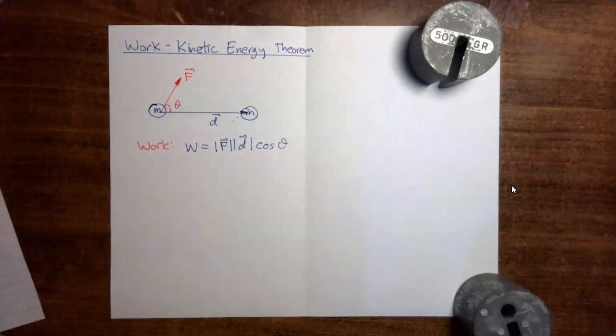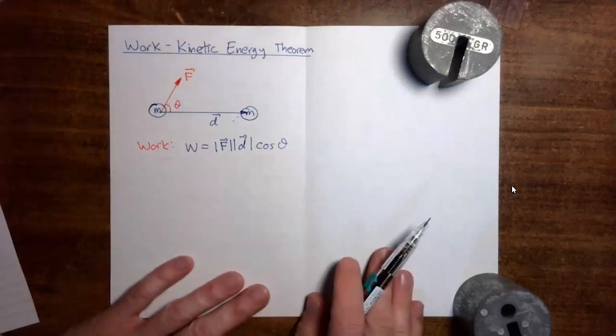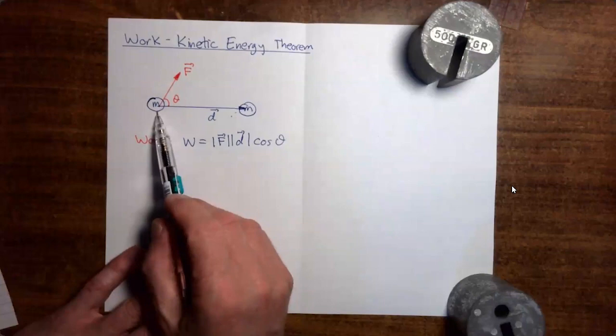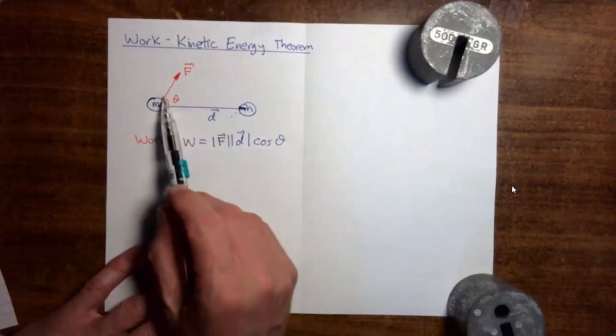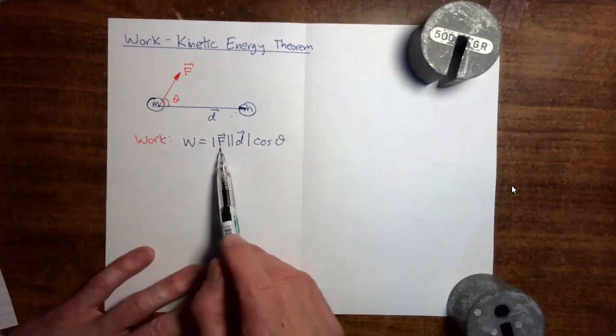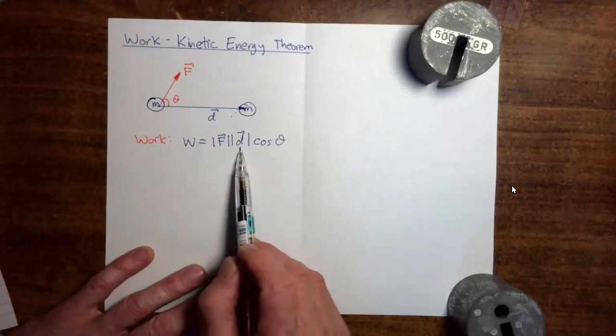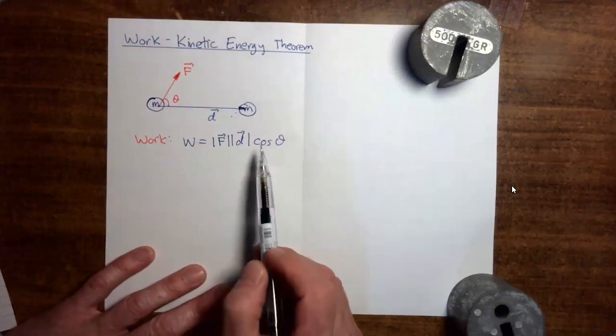In the last couple of videos, I have already introduced you to the idea of work. Here's the idea. If you have a mass which goes through a displacement d while acted on by a force, then the work that the force does on the mass is equal to the magnitude of the force times the magnitude of the displacement vector times the cosine of the angle between the two vectors.